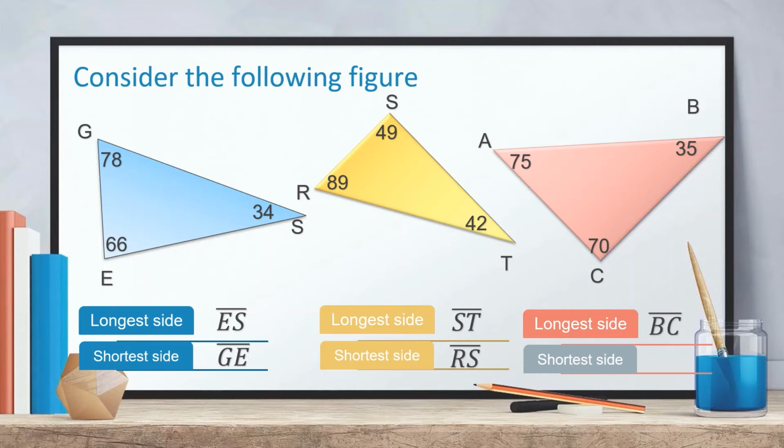How about the smallest angle? So the smallest angle is angle B. Okay? And what is the opposite side of angle B? Okay, correct. It is side AC. So therefore, the shortest side is AC.